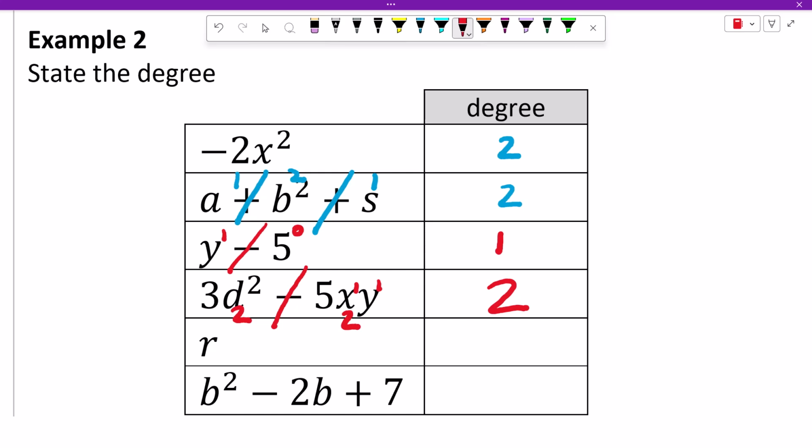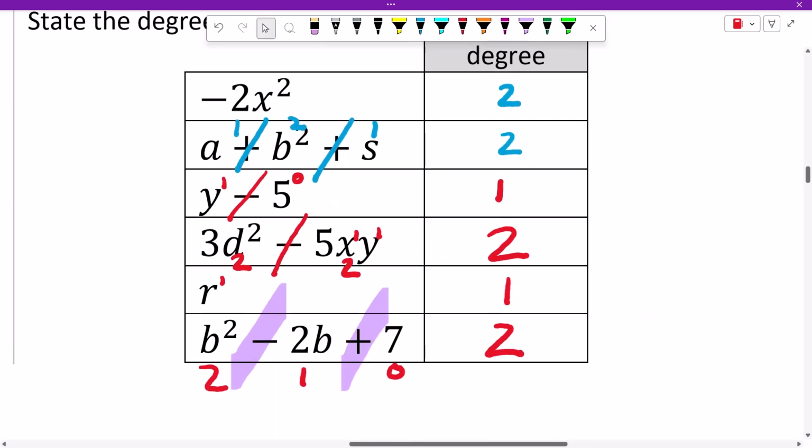What's the degree here? 2. Not 0. Oh, there's 1. There's an imaginary little 1. Last one. How many parts are there? 3. We split here, we split here. And the degree of each of the parts. First part, 2. Middle part, 1. Last part, 0. Highest, 2.